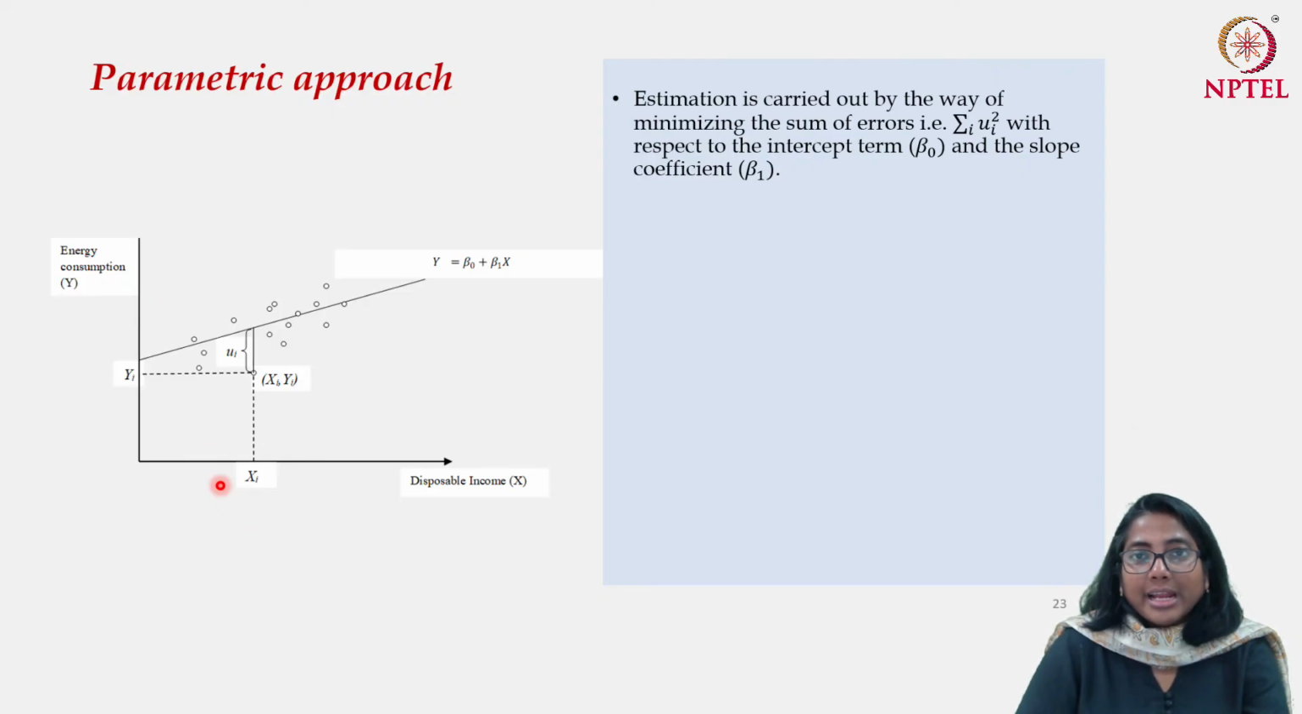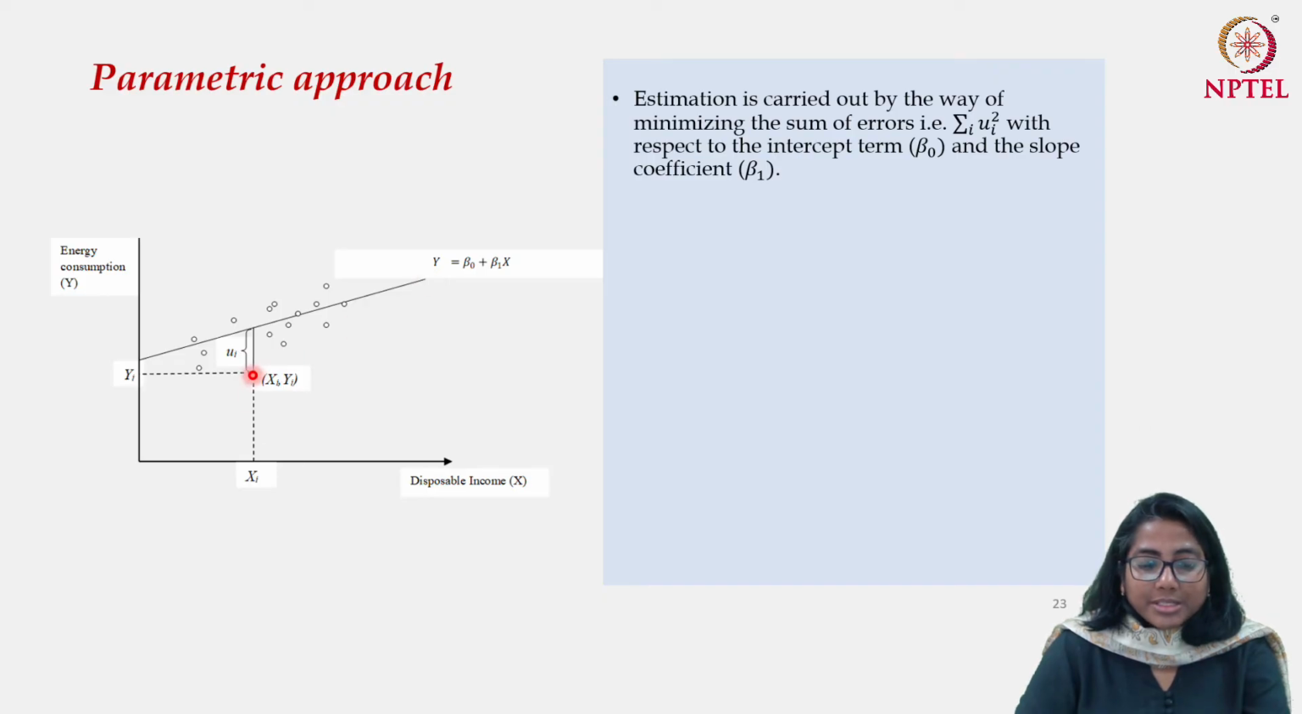So, the slope of the line tells you the responsiveness of energy consumption with respect to disposable income. Now, coming to the question, how do we fit this line? If I think about this point xi, yi, this is the original point that I have. This is the original disposable income and energy consumption of the household. However, when I am fitting the regression line, which is depicting the average relationship, the line looks like this.